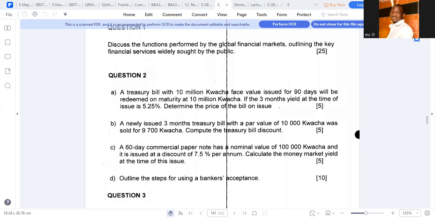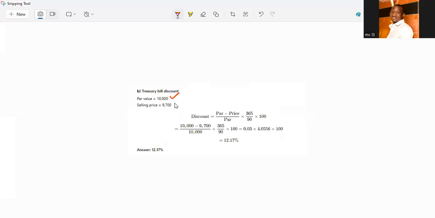It is given as a percentage. So our par value is 10,000, selling price is 9,700. The 10,000 is the par value which will come here. The selling price is 9,700. The par value comes here, and it's 100, so you get 12.17%. So this is what we call the treasury bill discount.